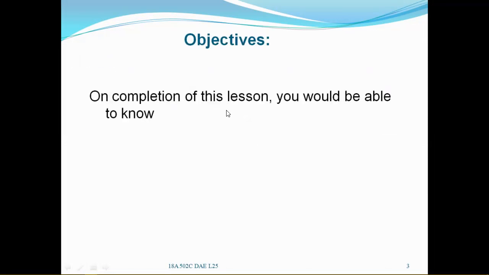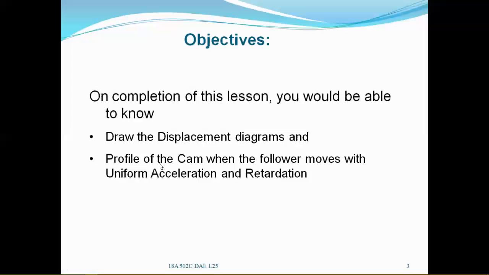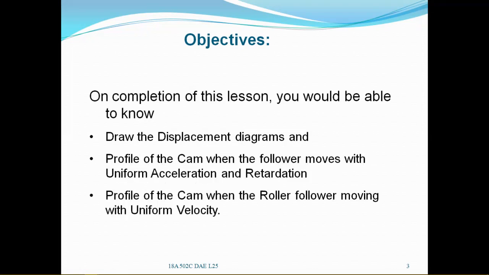Now in this lesson, the objectives of today's lesson: on completion of this lesson, you will be able to draw the displacement diagrams and also the cam profile when the follower moves with uniform acceleration and retardation for a knife edge follower, and the profile of the cam when the roller follower moves with uniform velocity. In this lesson, these two: the knife edge follower with uniform acceleration and retardation, and the roller follower with uniform velocity.